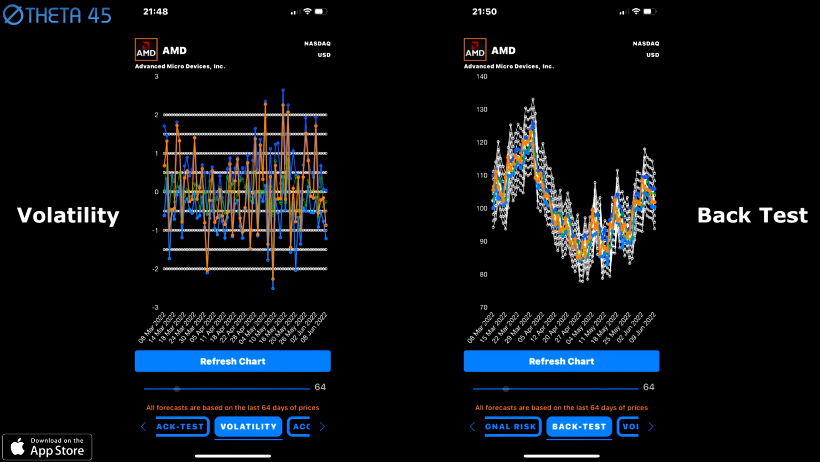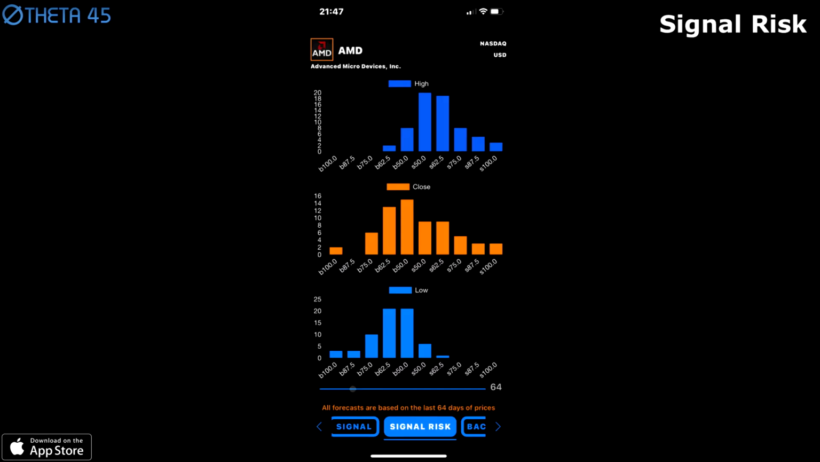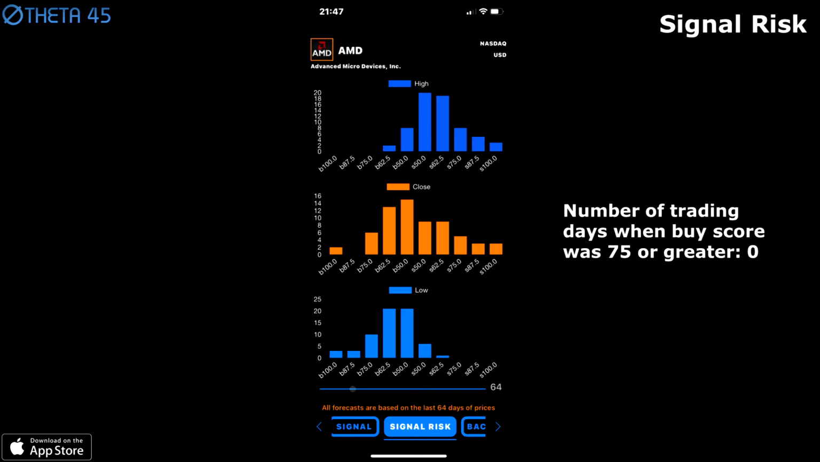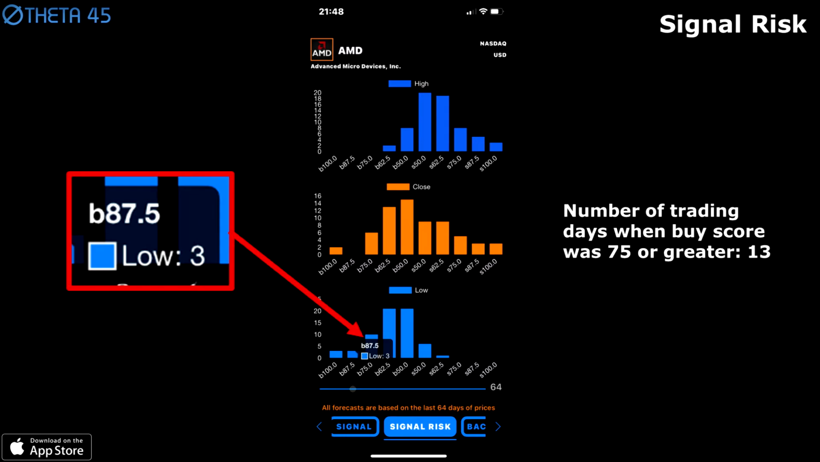You can use the volatility or the backtest screen to verify if the same strategy would have worked in the previous 64 trading days. Let's assume we use a simple passive trading strategy where we buy at a buy score of 75 for each trading day where the buy score hits 75 and above. The signal risk screen identifies how many trading days out of the last 64 when the buy score was 75 or more.